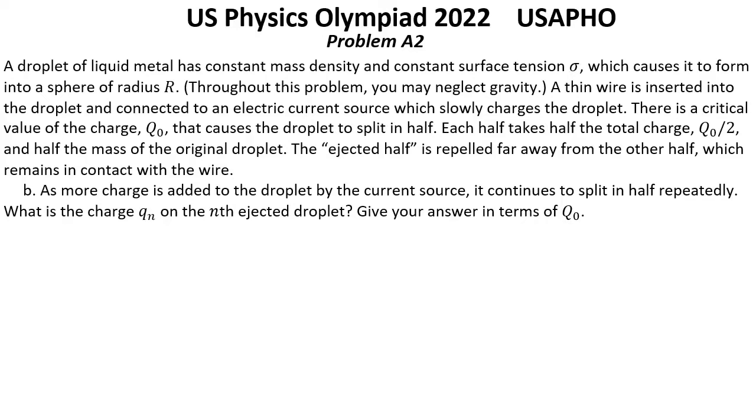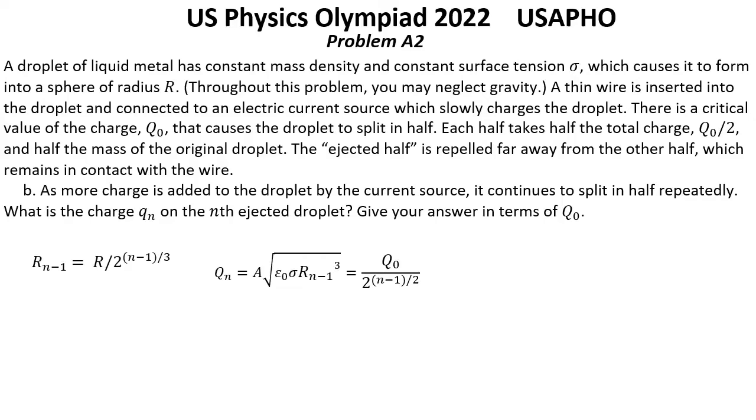Solution. Consider the situation just before the nth split. At this point, the initial droplet has split in half n minus 1 times, so it has a volume that is 2 to the power n minus 1 times smaller than the original volume, and thus the radius is R divided by 2 to the power (n minus 1) divided by 3.